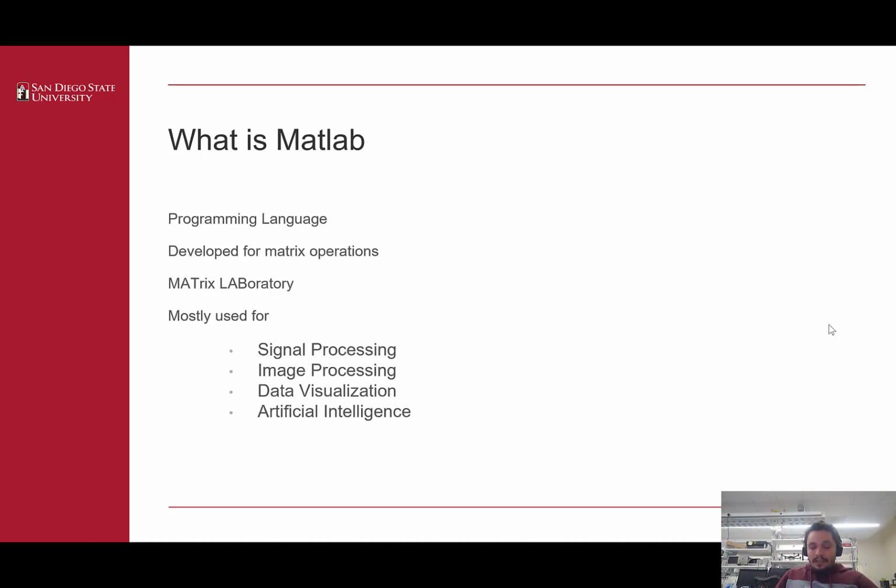And what is Matlab? Matlab is a programming language, but it's a little bit different. It's a specific programming language, developed for matrix operations, and the Matlab name comes from matrix laboratory, mat from matrix and lab from laboratory. Matlab is mostly used for signal processing, image processing, data visualization, and artificial intelligence. Engineers love Matlab.